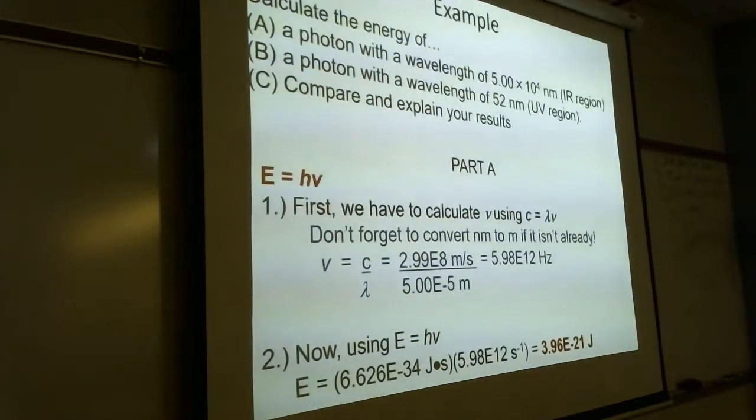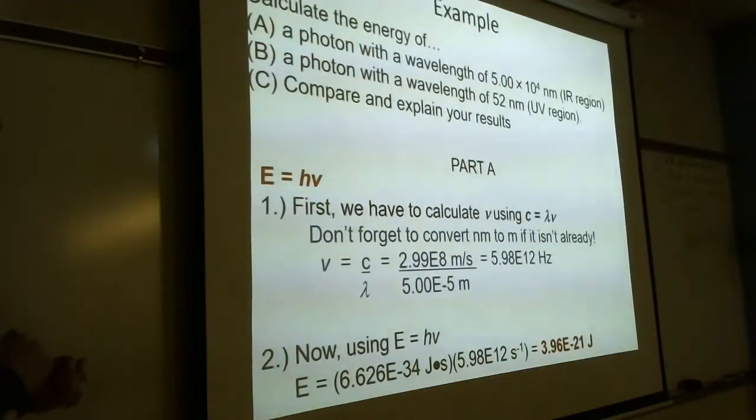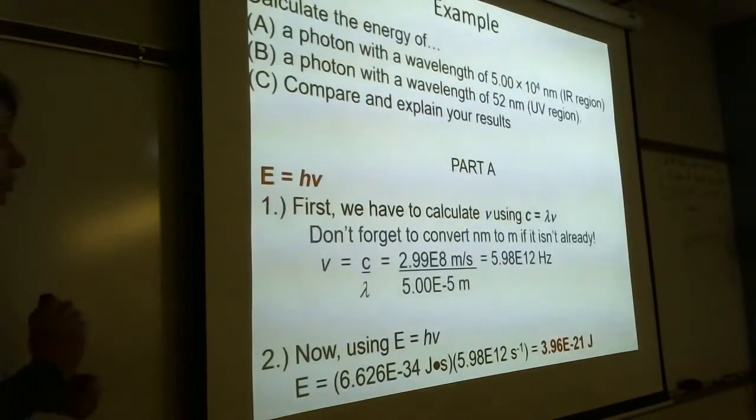Does everybody see how we did this? Does this make sense? Now that was just for a photon with a wavelength of 5 times 10 to the 4th nanometers. How will I do part B? Is part B a one-step or a two-step problem? It'd be a two-step problem as well. Right, what would I do first? Oh, right, gotta convert to meters. And then what would I turn my wavelength into? Frequency, right? And then I would plug into my energy relationship.